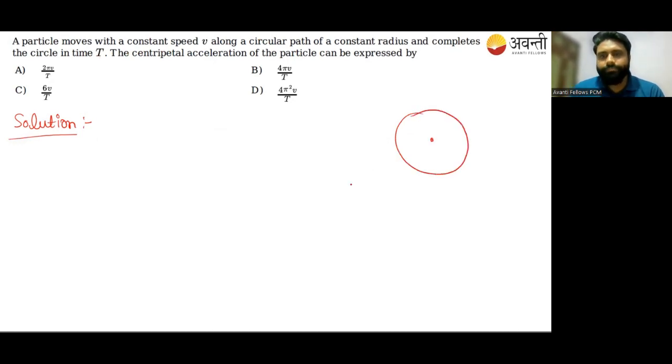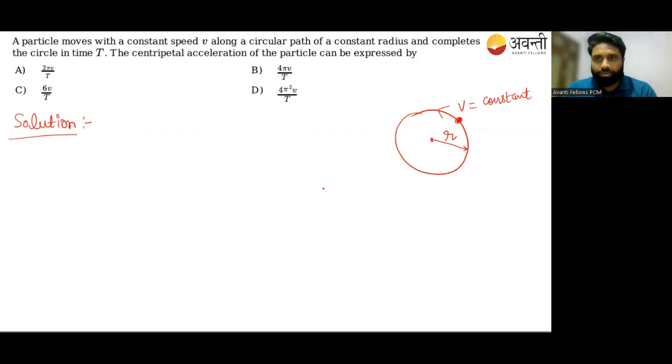This is the circle we have. Let's say the radius of this circle is capital R or small r. So a particle, let's say here is a particle which is moving with a velocity v, and it is a constant one. Constant speed.